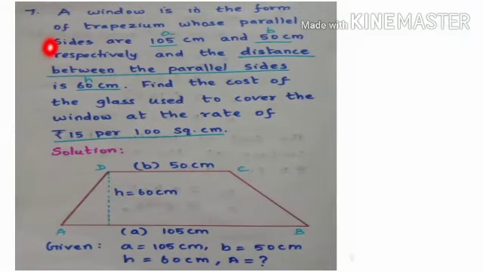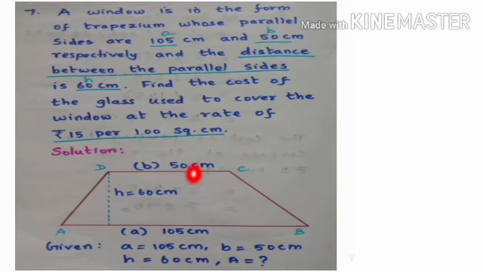Friends, the last problem. A window is in the form of a trapezium whose parallel sides are 105 centimeter and 50 centimeter respectively. Therefore, the parallel sides a and b values are given. And the distance between the parallel sides is 60 centimeter. That is the height of the trapezium, which is 60 centimeter, is given. Here, the same as the previous problem. Find the cost of the glass used to cover the window at the rate of 15 per 100 square centimeter.